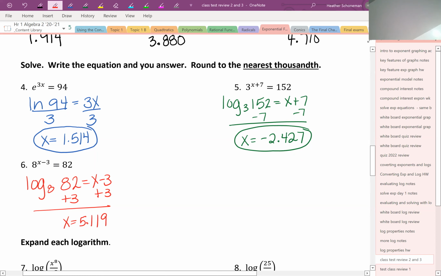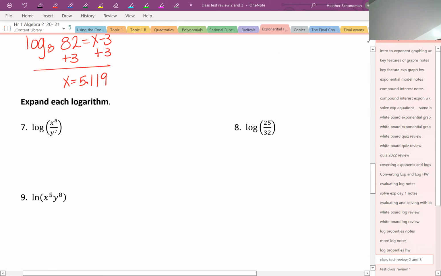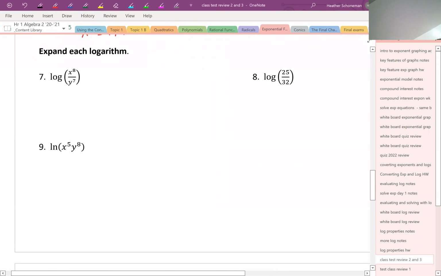Now, these first 6 problems would all appear on the calculator section of your test. Your test review is pretty well labeled, but just want to mention that as we're going through here. Okay, this section, expand each logarithm. This is going to be no calculator because there's really no calculations on this. But remember that on the test, I'm going to let you use your power sheet on the no calculator part, which should be a really big help for some of you.